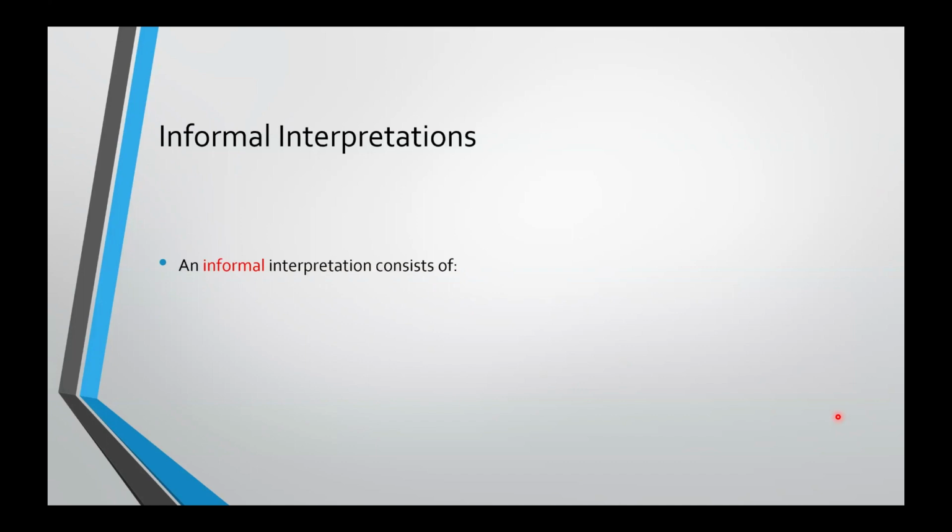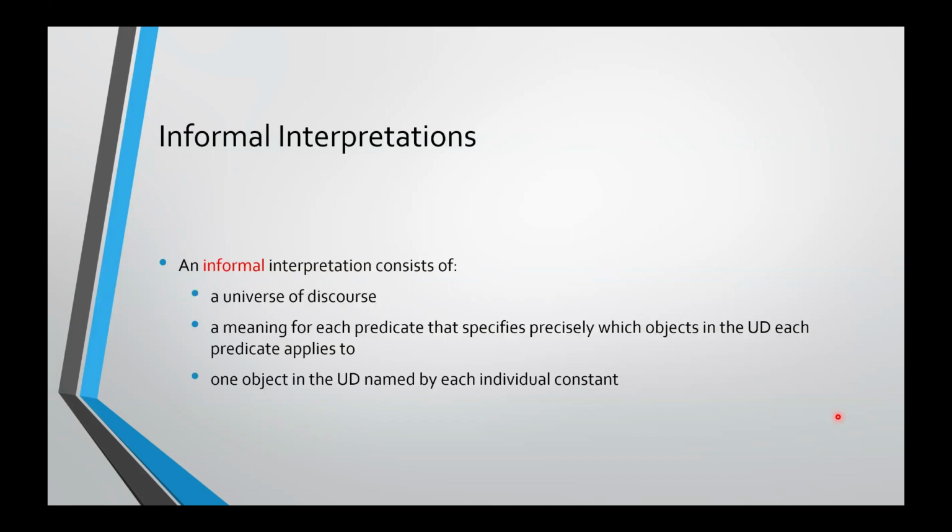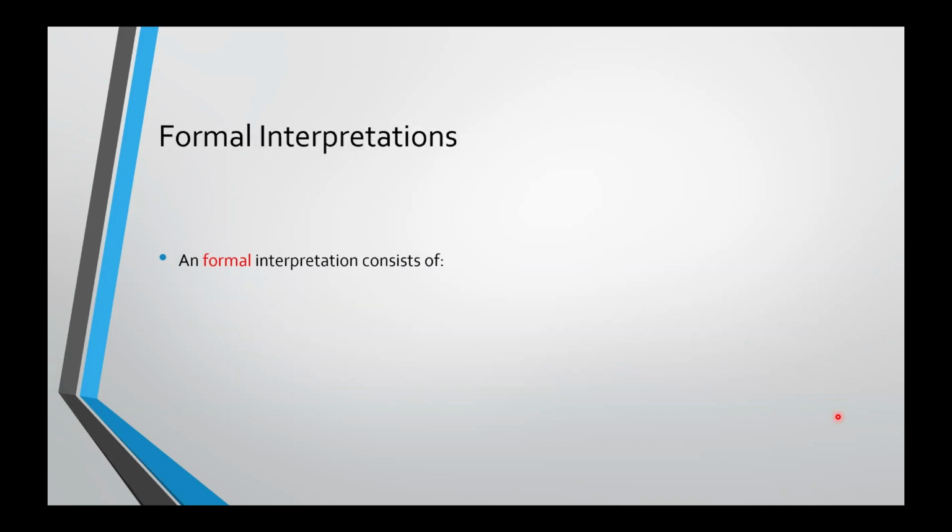So an informal interpretation, these are the different parts. You have a universe of discourse. You have a meaning for each predicate, which specifies precisely which objects in the UD each predicate applies to. And then for each individual constant, you have one object in the UD that it names. And then on the basis of this, you can go through and figure out what truth value every sentence is going to have.